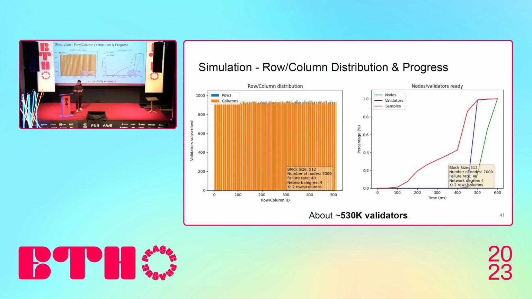And then on the right side, you see a figure that shows how the distribution of the rows and columns progresses. And the x-axis is in milliseconds. Okay, so you can see that the whole distribution, which is the red line, goes from 0% to 100% in about 500 to 600 milliseconds. So it's basically half a second the amount of time that it takes for this particular simulation with 7,000 nodes and so on, to distribute rows and columns to all the validators. And then you can see the blue line is how many validators have received all the data that they need and how many nodes have received all the data that they need.